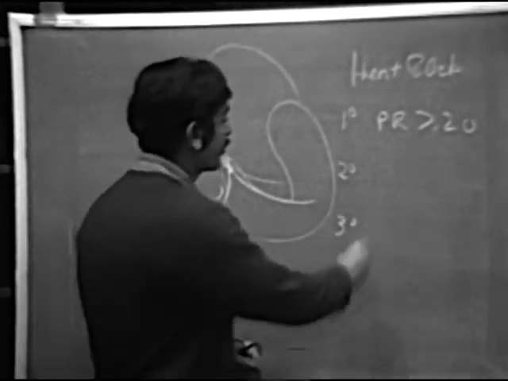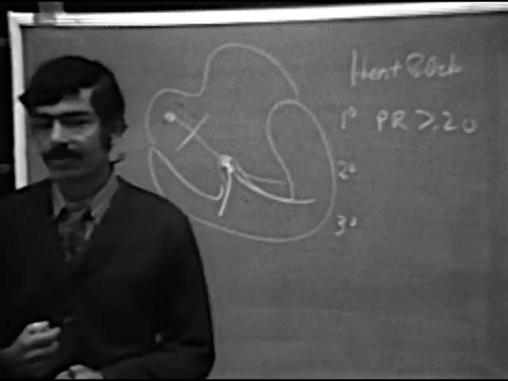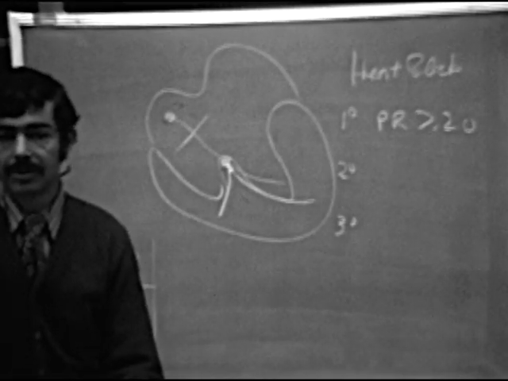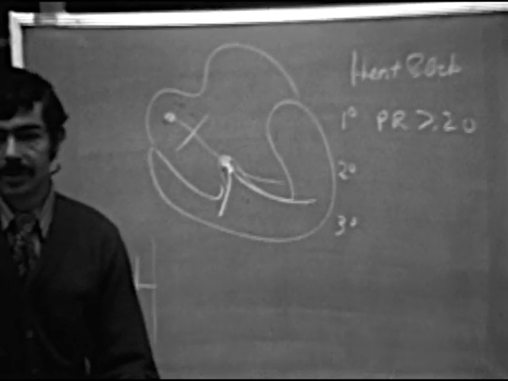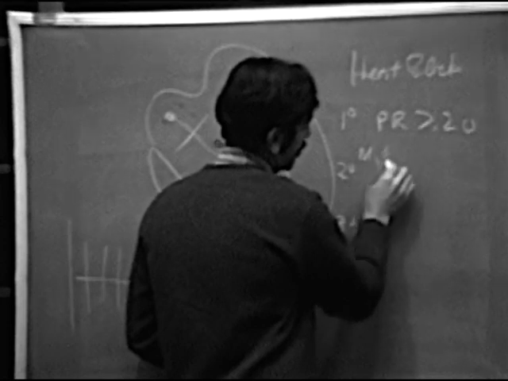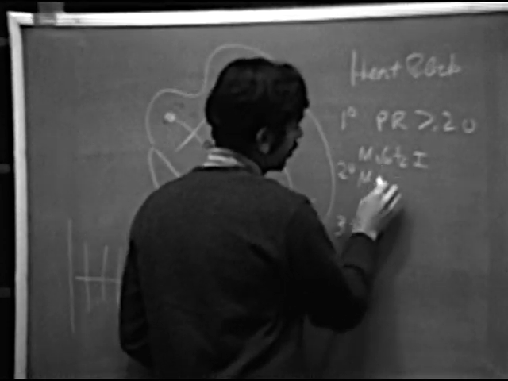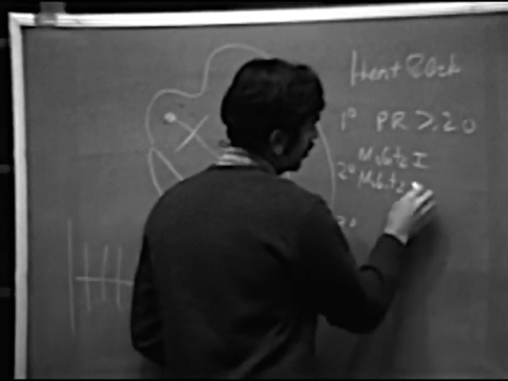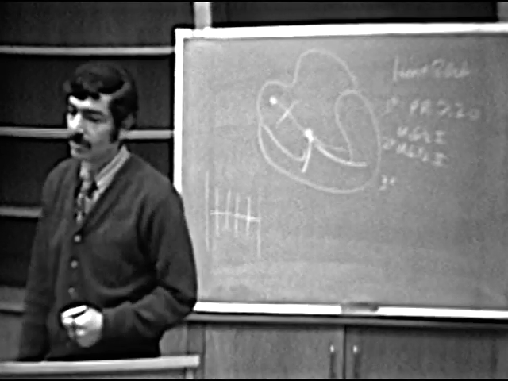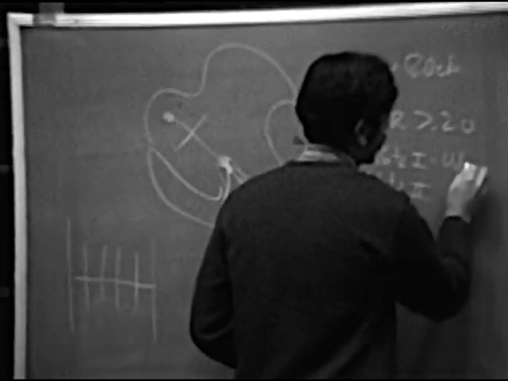Okay, second degree heart block. What's second degree heart block? There are two types of second degree heart block, right? Which are called Mobitz 1 and Mobitz 2. What's Mobitz 1? That's the Wenckebach phenomena, right? Mobitz 1 is the Wenckebach phenomena.